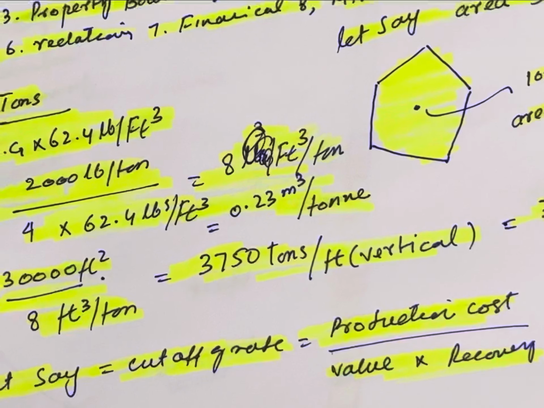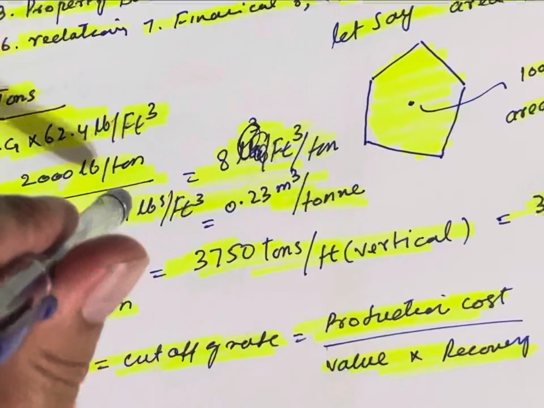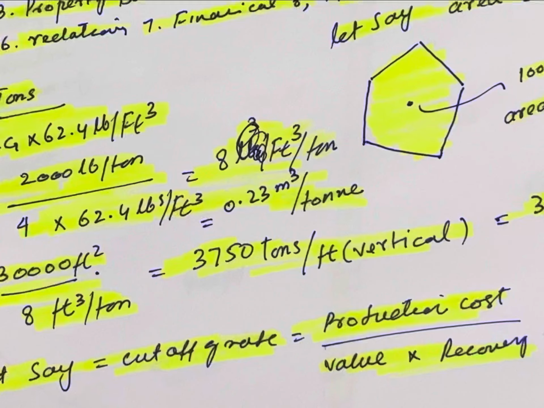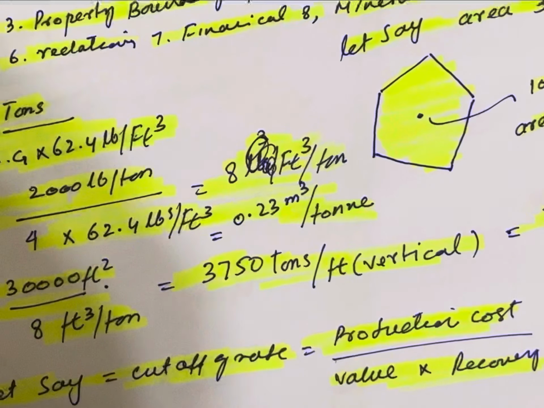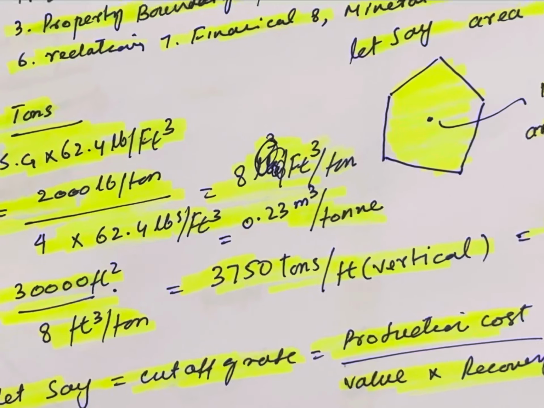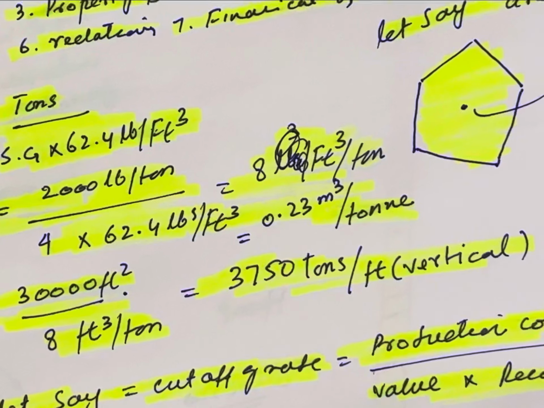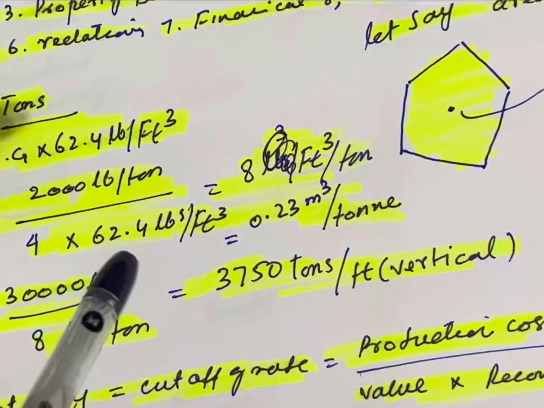You guys are with me? Let's say we assume that we got 8 feet cube of iron ore per ton. 8 feet cube per ton. So this is in the calculation. Next we will use it.